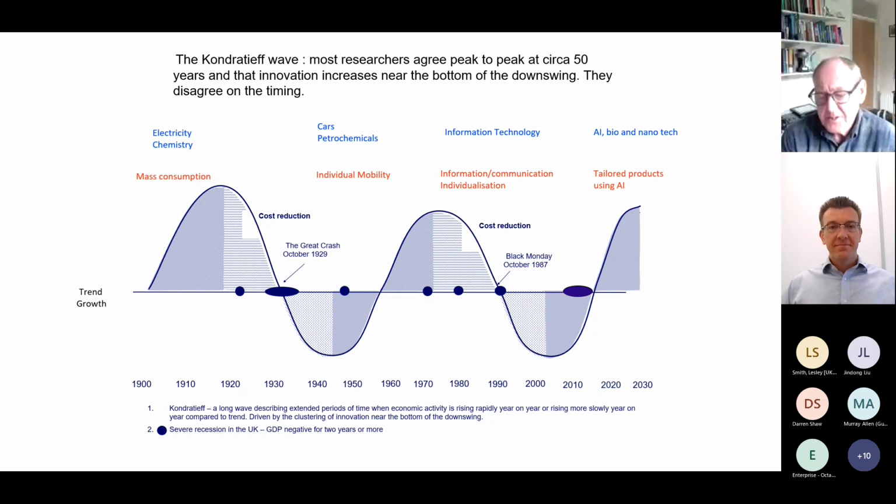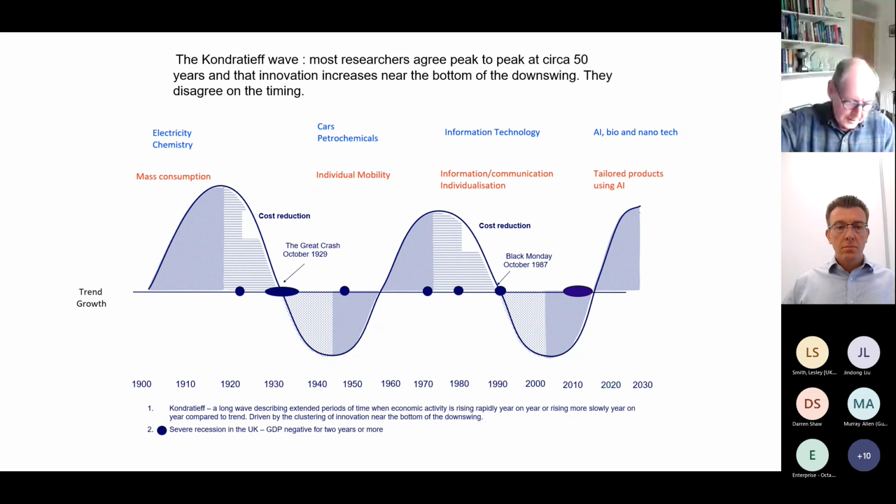Now, I've put this in. I'm looking at the time, so I'm going to deal with it very quickly. There is basically a 50-year cycle. And this 50-year cycle is basically caused by innovation. Whenever you get a spate of new innovation, you get clustering. And this creates a matrix of interconnected new lines of activity, which create above normal real growth.